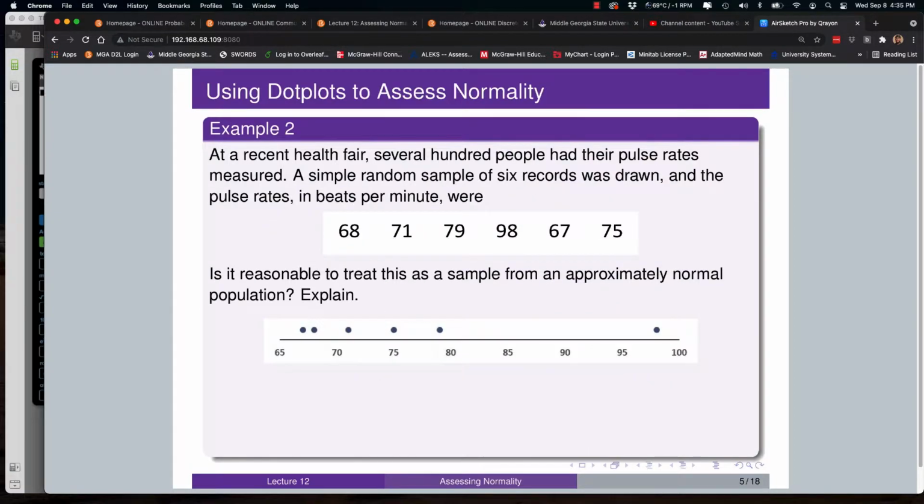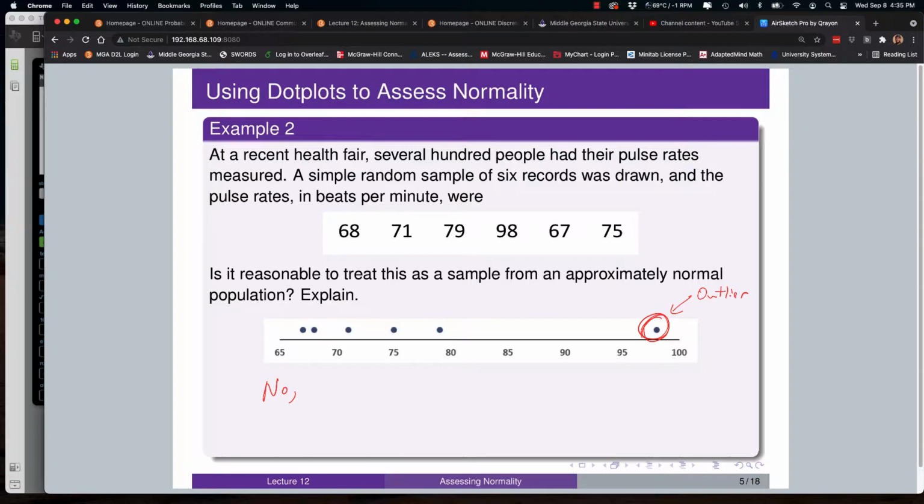Let's look at another dot plot. So at a recent health fair, several hundred people had their pulse rates measured. So a simple random sample of 6 records was drawn. The pulse rates in beats per minute were as we see here below. And so looking at the dot plot, would it be reasonable to treat this sample as coming from an approximately normal population? The answer to that is no. It would not be appropriate to treat this like it was normal. It's not normal, mainly because of this one over here. That is an outlier. Look how far away from all the other data that sticks out.